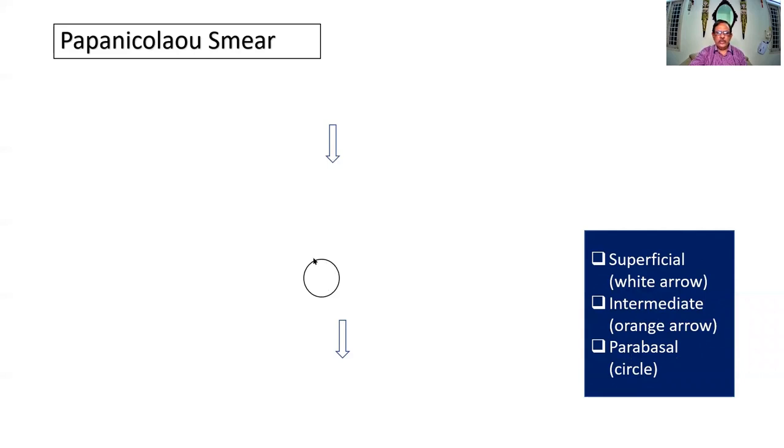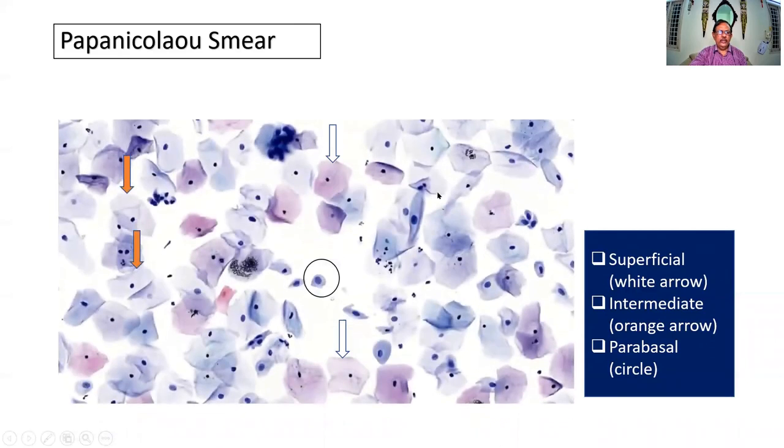Now, what are these arrows and circles showing? Let us see. Good. This is a smear. I mentioned the white arrow as the superficial cell. It is a large polygonal cell which has got a pink or eosinophilic cytoplasm and a pyknotic dot-like nucleus. Large cell, small nucleus. That is how we identify the superficial cell.